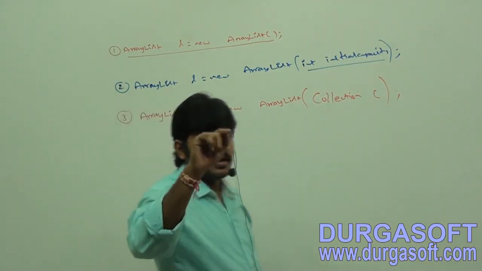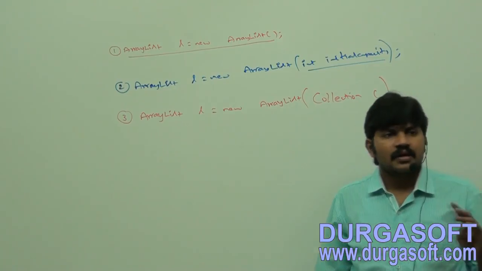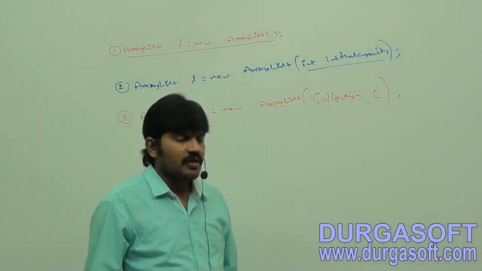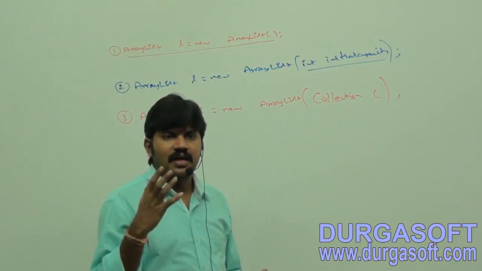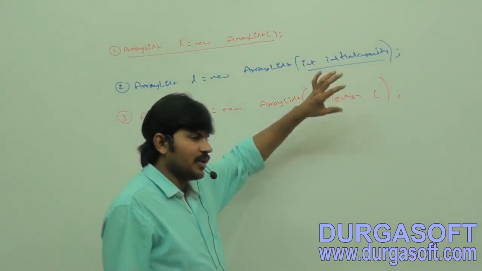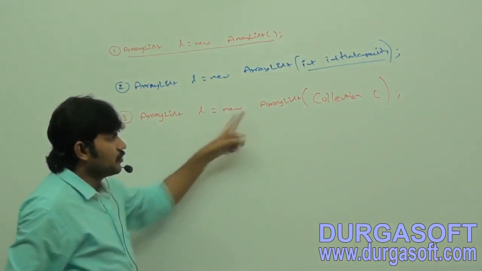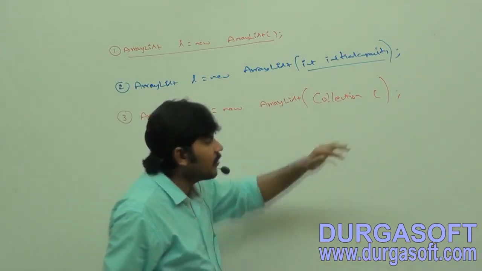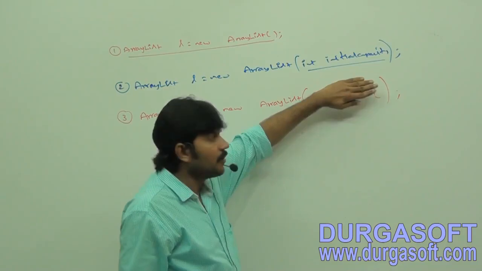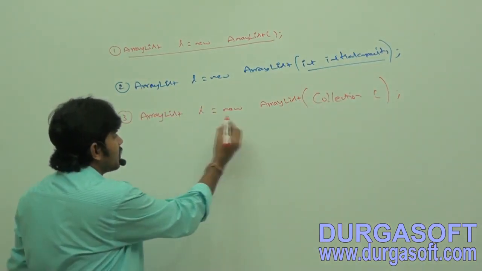Sir, I have one LinkedList. I want to create an equivalent array list. I have one Vector. I want to create an equivalent array list. Or I have a HashSet. I want to create an equivalent array list. For any collection object, if you want to create an equivalent array list, use this constructor and pass your collection object, maybe a LinkedList object, or a HashSet object. It creates an equivalent array list object.